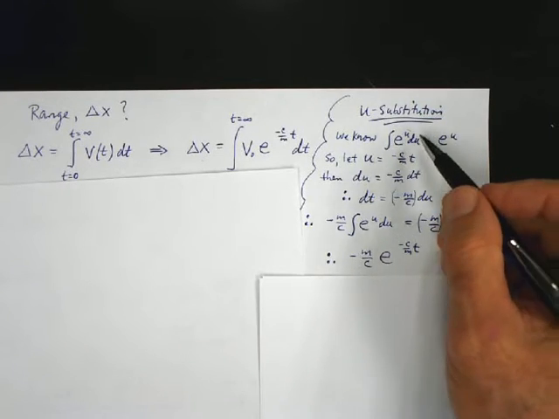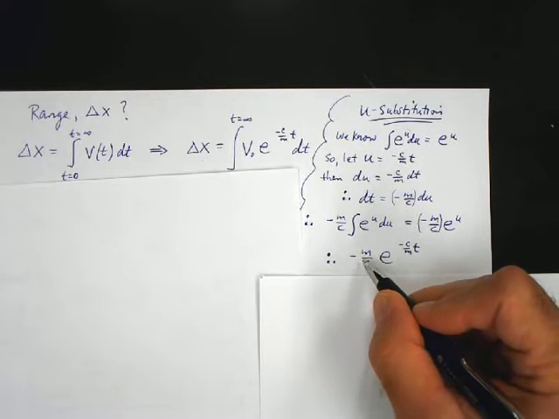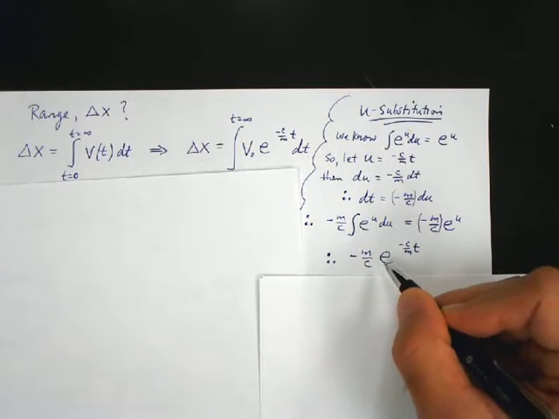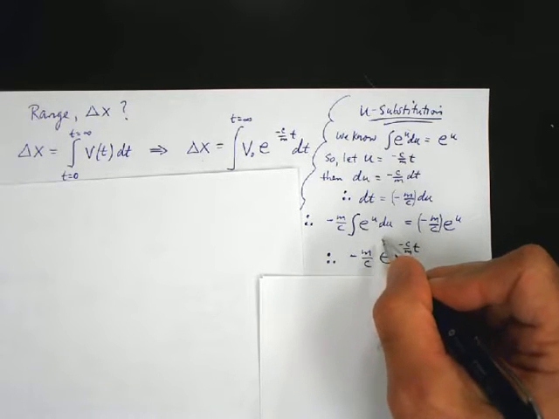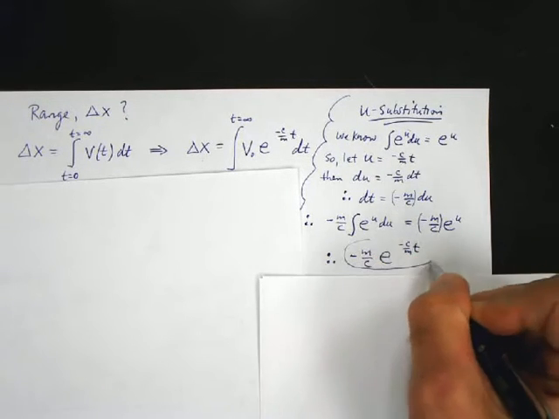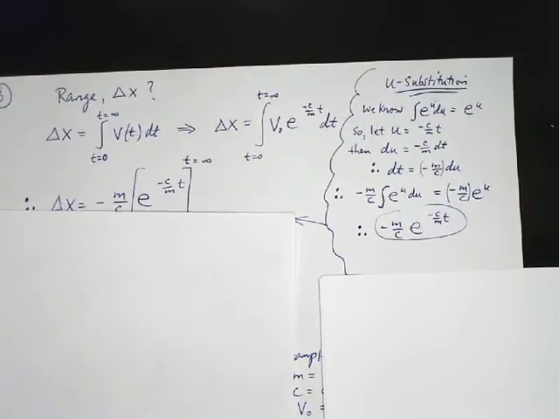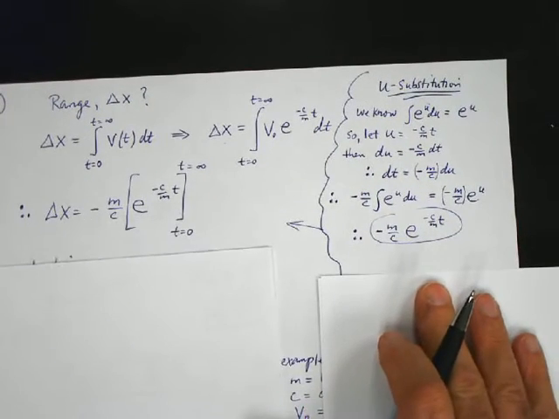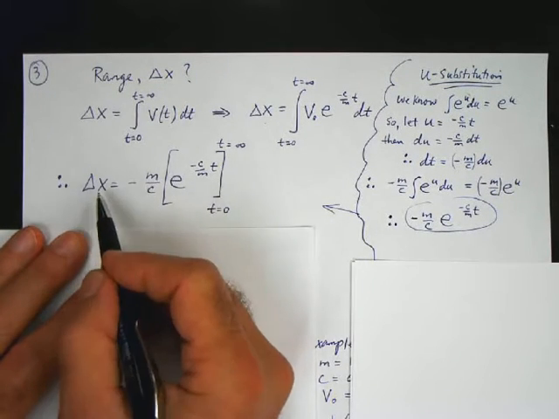Since the integral of e to the u du is equal to e to the u, but we have to remember to include that negative m over c here, then our final result, substituting back in that complicated value for u, we get equal to negative m over c e to the negative c over m t.